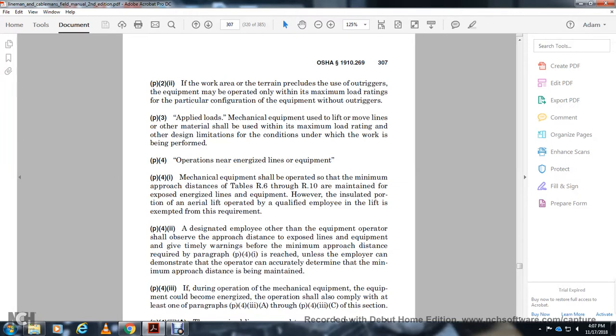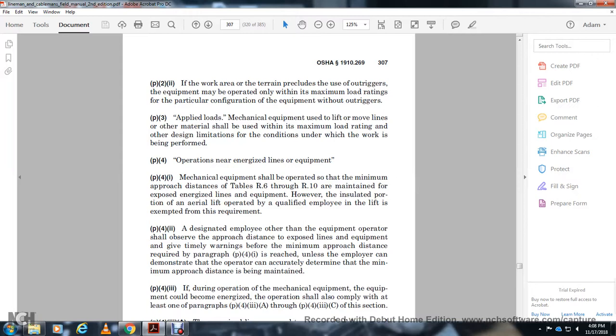If the work area or terrain precludes the use of outriggers, the equipment may be operated within the maximum load rating of the particular configuration of the equipment. The operators shall apply the load to the mechanical lift and the equipment used to lift or move the line and other material, using the maximum load rating and the other design limitations for the conditions under which the work is being performed. Operations near energized lines and equipment.